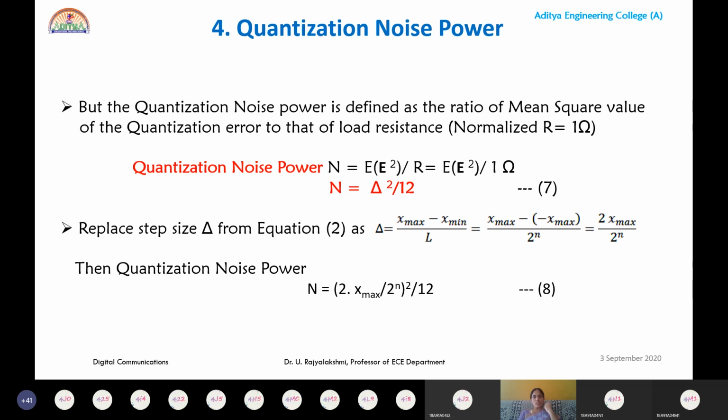Now please substitute the value of delta as 2x max by 2 power n in the general equation of quantization noise power. So N will be 2x max by 2 power n whole square divided by 12. Till now we have calculated the denominator part of SNR, that is the quantization noise power, capital N, which equals delta square by 12, where delta is the step size, or you can also call it the quantum. It equals 2x max by L, or 2x maximum divided by 2 power n, whole square divided by 12. Let us simplify this in the next slide.